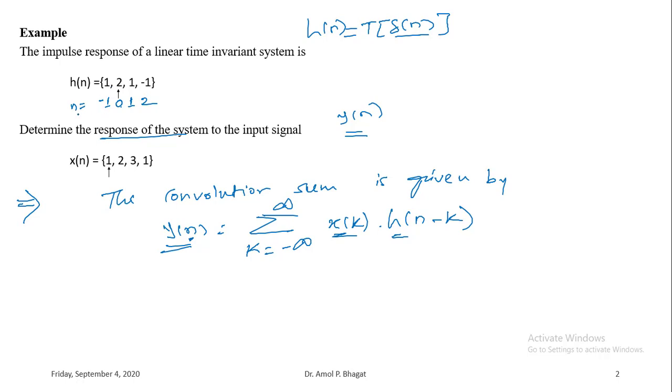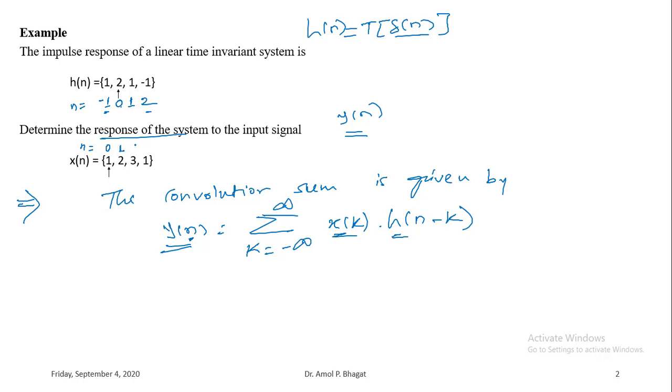So the minimum value of n in this case is -1, that is the start limit is -1, and the end limit is 2, right? Similarly here, n is varying as, since it is an origin sample, n is equal to 0.